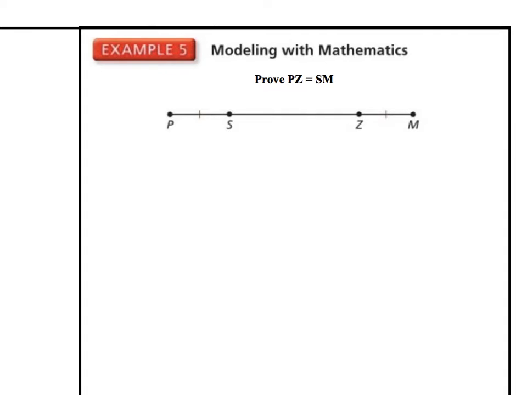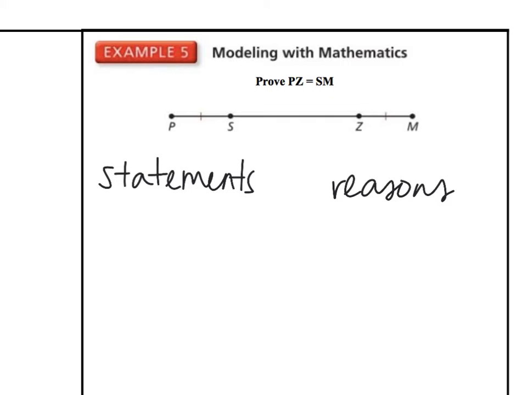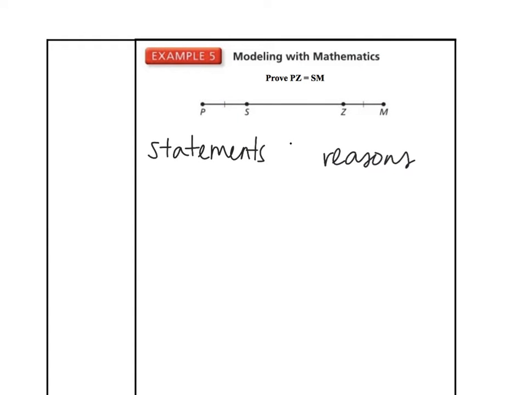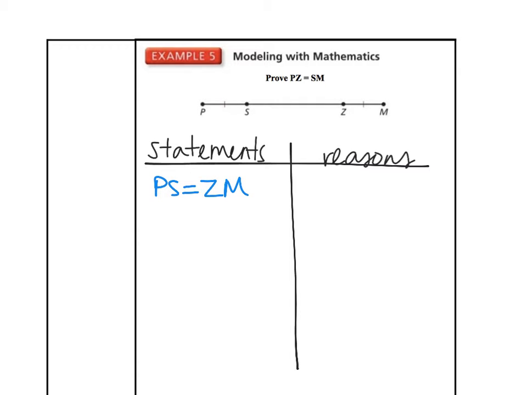So in your next proof, you are proving that PZ is equal to SM. So we start with statements on the left, reasons on the right. And we look for what's been given to us. That's the first thing we look for. So can you please look at the diagram and see what has been given to you? Because of your markings, they're both marked congruent. And we say it's given to you by the picture.